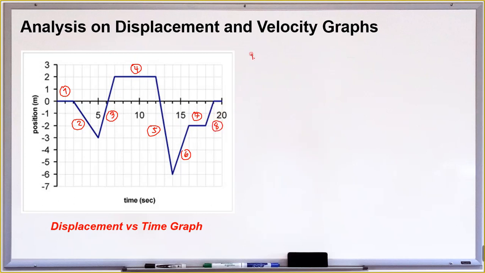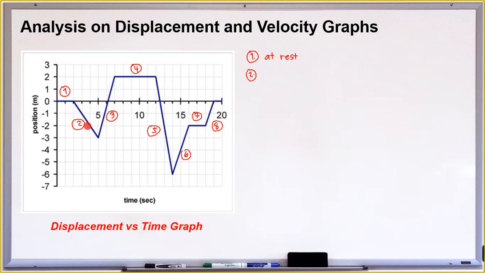Starting with the first one, for our interpretation, remember that x is the position or the displacement and the horizontal axis is the time. At first, as the time increases from 0 to 1, the position stays at 0. So it is at rest, because the position is constant. It has stopped.